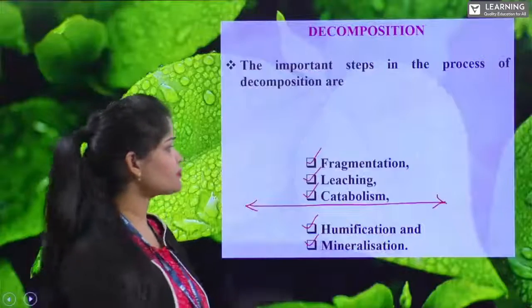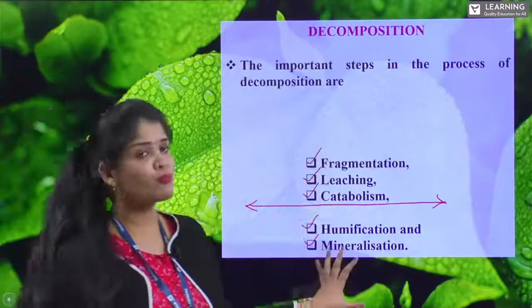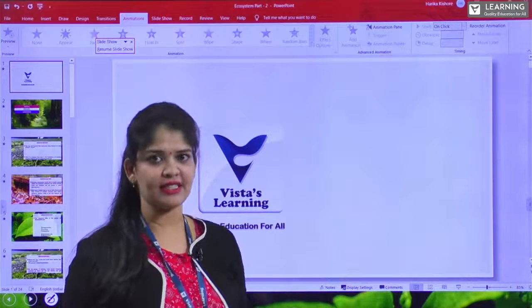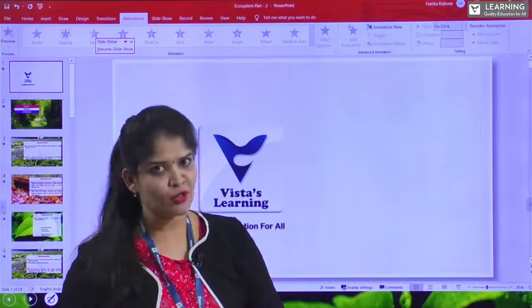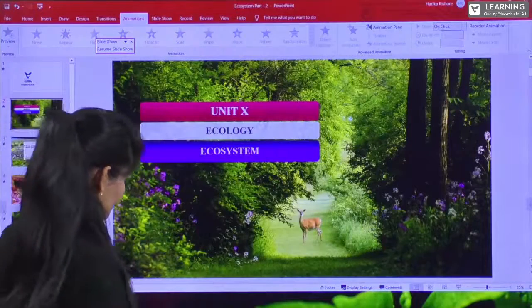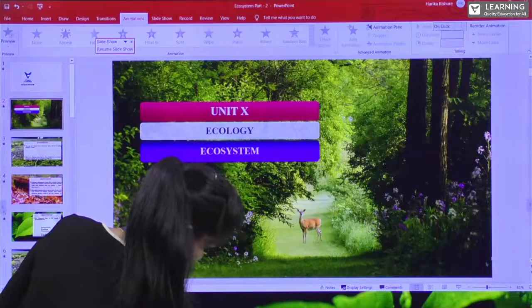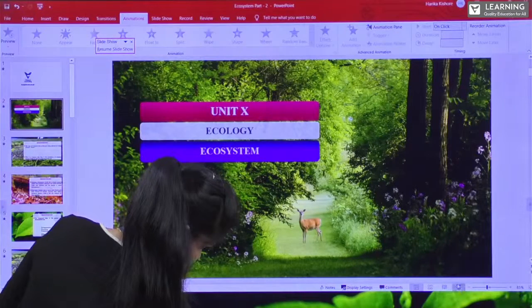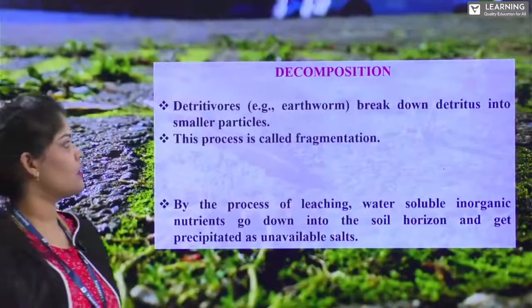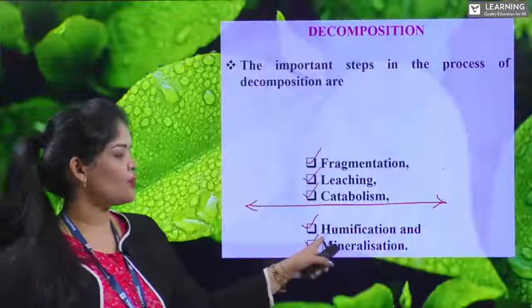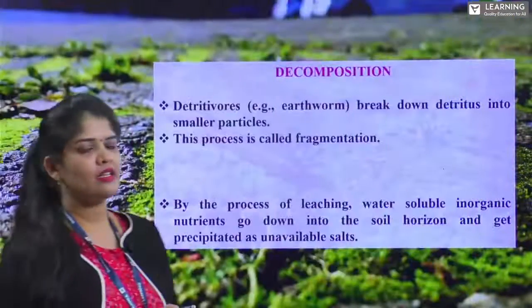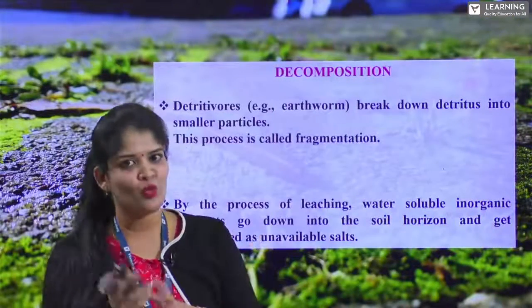So out of these 5 processes, the starting 3 steps occur simultaneously, which leads to the remaining 2 steps, and they are humification and mineralization. Right, now let's discuss all these steps one by one.